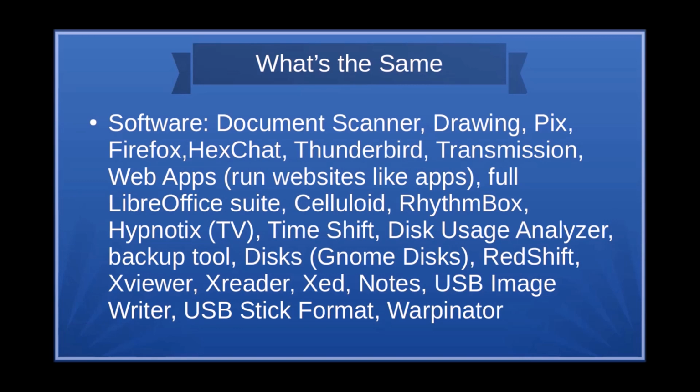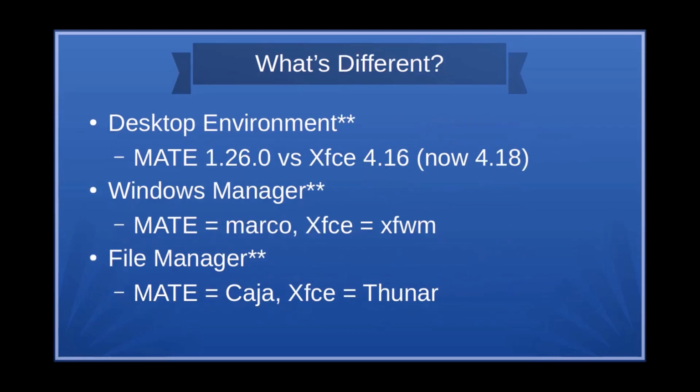All right, so let's see what the differences are. Well, the most obvious difference is that one is using the MATE desktop environment, which is 1.26, and Xfce is using Xfce 4.16. But as of yesterday, with an upgrade, you can now go to 4.18. For the window manager that takes care of all what you see, MATE is using Marco, and Xfce uses one called XFWM, the Xfce window manager, which is extremely customizable.